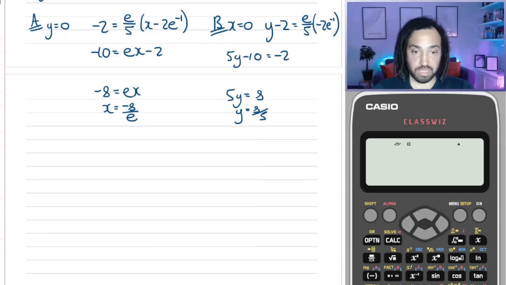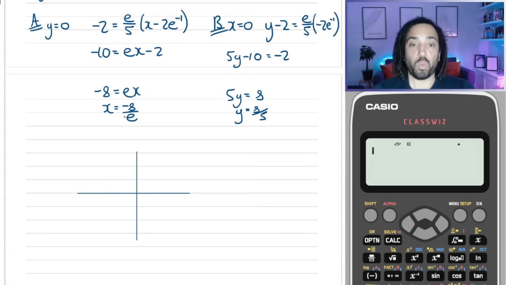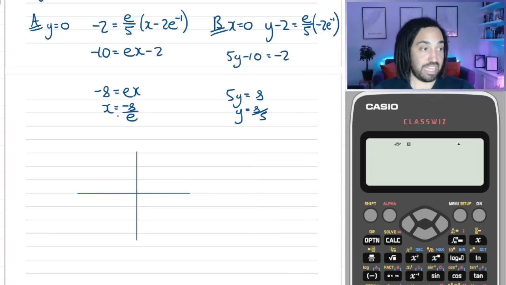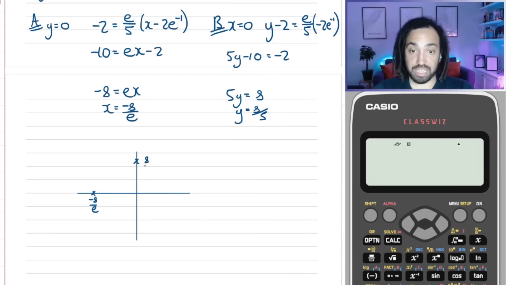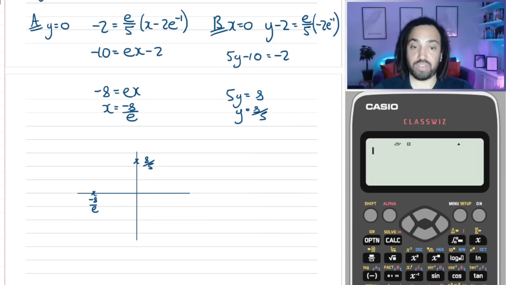Okay, so now we need to work out the triangle. And if we just draw this on a coordinate axis, a little sketch, we have that A has an x coordinate of minus 8 over e, or point B is over here with a y coordinate of 8 over 5. So the triangle that connects AOB looks like this.